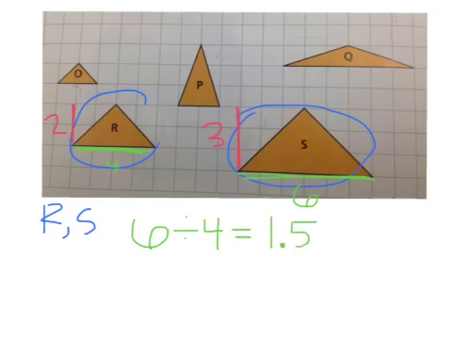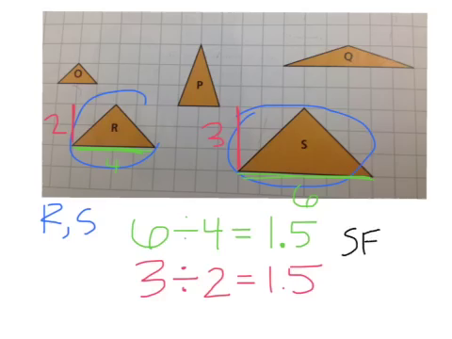And similarly, if we look at the heights in R and S, if I take the height of S, 3, and if I divide it by 2, I get 1.5 as well. So the scale factor to get from the little triangle to the big triangle is 1.5. Now, if I wanted to go in the opposite order, I just have to divide in the opposite order.